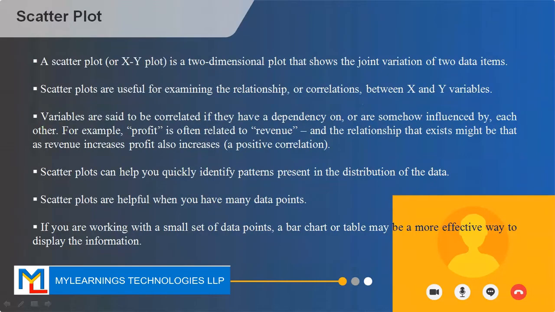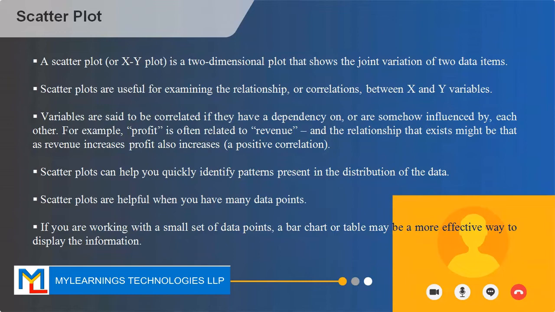Next we come to another different kind of chart called a scatter plot. It is a little different from the other kinds of charts that we have seen or discussed till now. The scatter plot is basically a two-dimensional plot where the variation of one variable with respect to the other is plotted. It is useful for examining the relationships or correlations between the variables, say x and y.